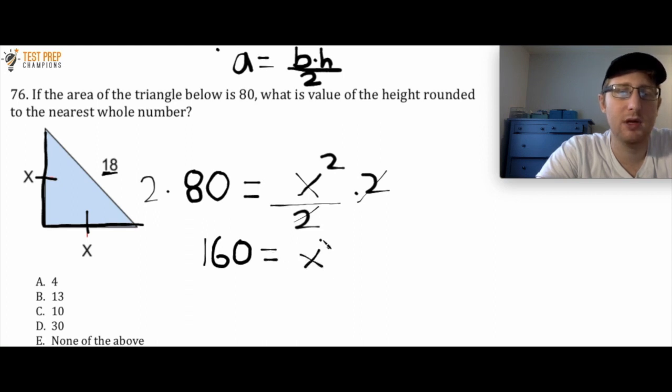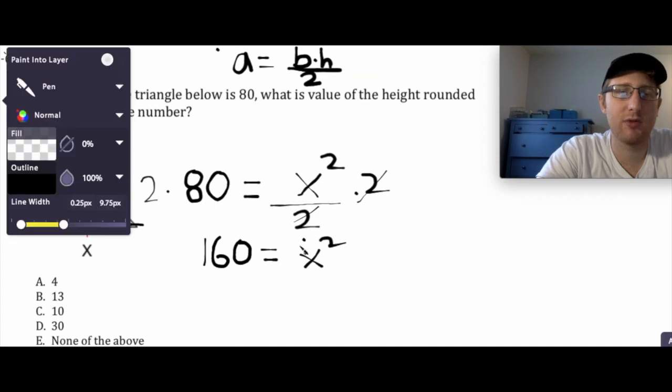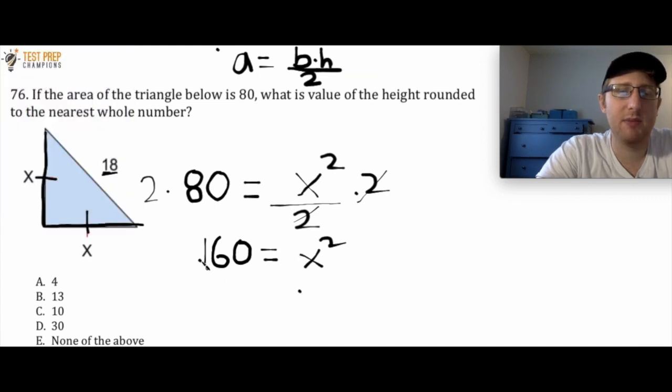And now what I do at this step right here to get the x by itself, what I have to do is I have to take the square root of both sides here. Now, a lot of people, when they see something like this, 160 equals x squared, they try to square both sides, and that's a really, really, really common mistake. So don't feel bad if you were thinking to do that, but really what you have to do is take the square root of both sides, all right?